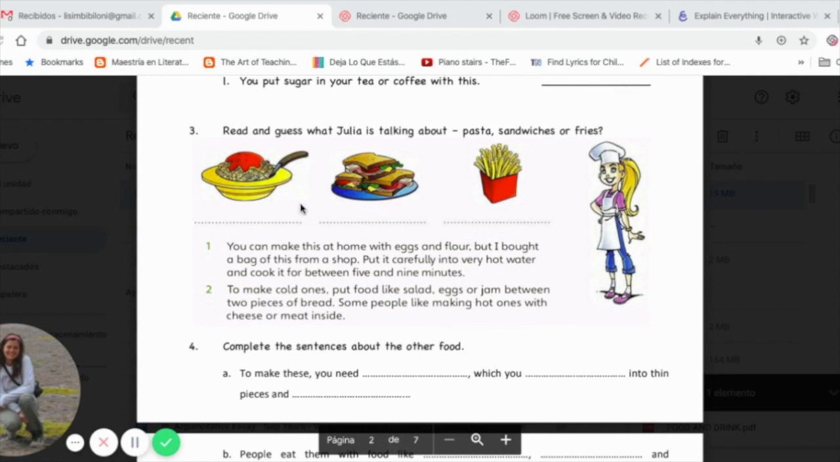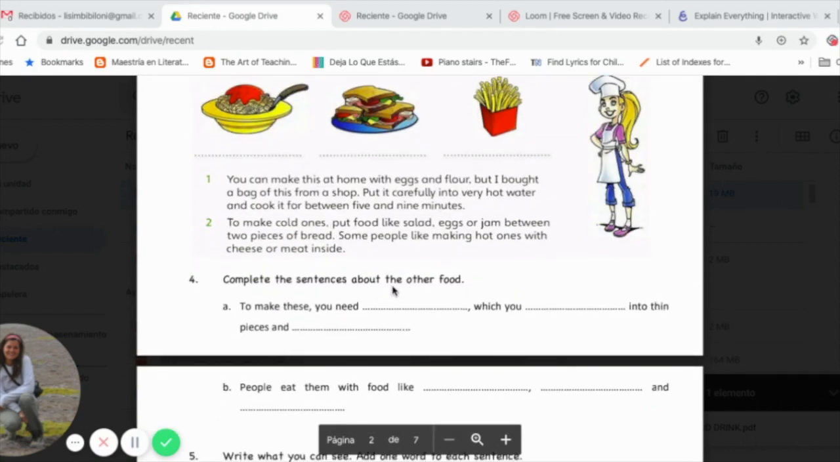Activity number 3. Read and guess what Julia is talking about. So there are 2 definitions, number 1, number 2, and in number 1 she's talking about spaghetti or pasta. Is she talking about sandwiches or French fries? What do you think? So read the definition and tell me if she's talking about sandwiches, for example. Complete the sentences about the other food. Okay, there is one of these 3 foods. You are going to complete here the definition.